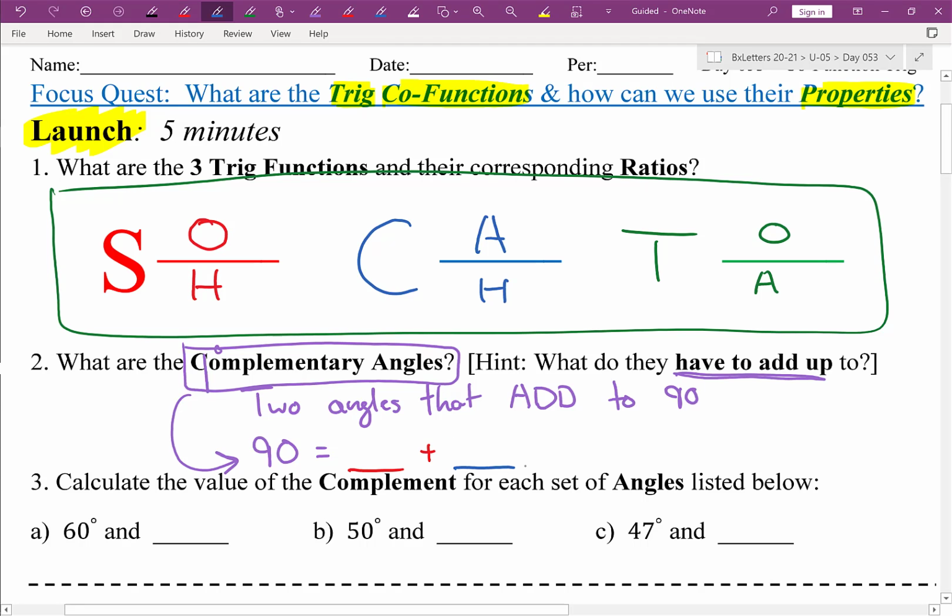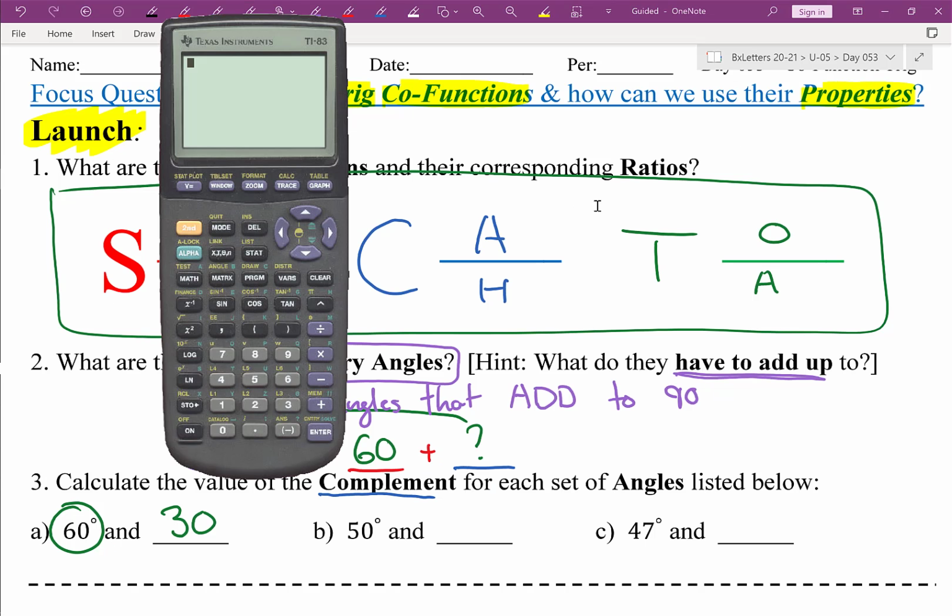So for example, calculate the complement for each of the given angles. Well, if one of the given angles is 60, what does the other one have to be so that it adds up to 90? Well, it has to be 30. 30 and 60 give you 90. Another way you can do it is to take the 90 and just subtract whatever they give you. So what's the complement of 50? Well, it's 90 take away that 50, meaning 40.